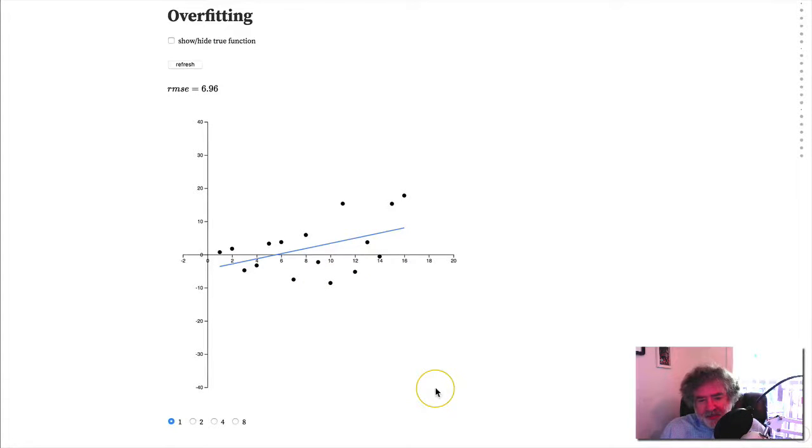Hi everybody, broadcasting from Philadelphia still, and this might be my favorite visualization so far because it highlights and illustrates maybe the main mistake, the biggest mistake that you can make when you are doing data science, and that's called overfitting. So let's take a look at that.